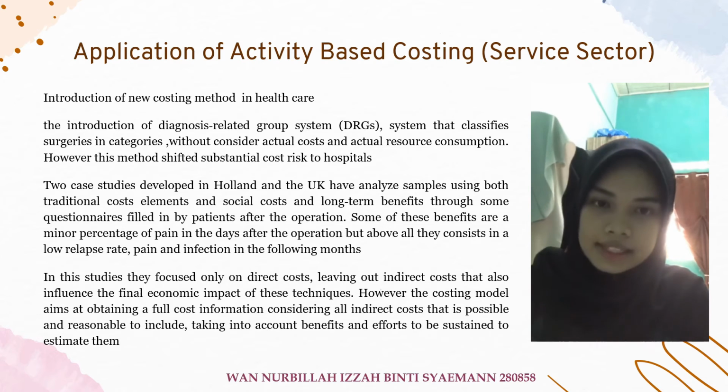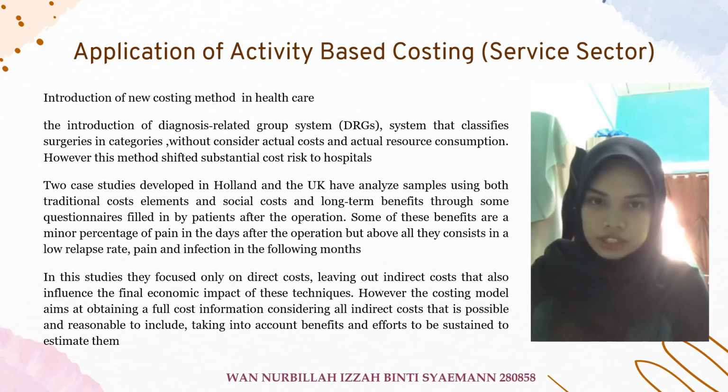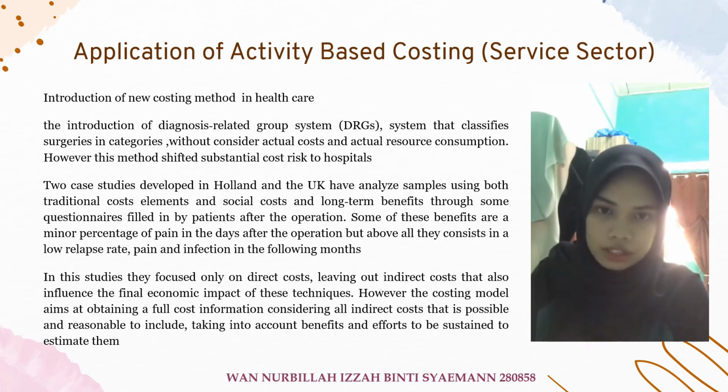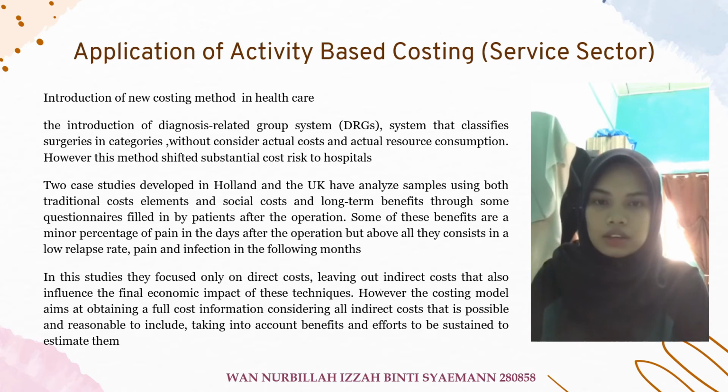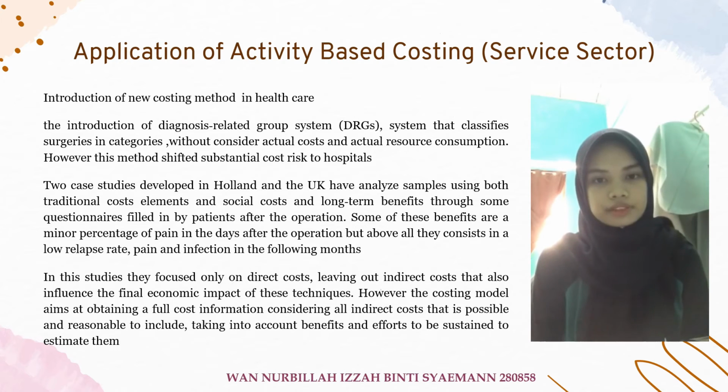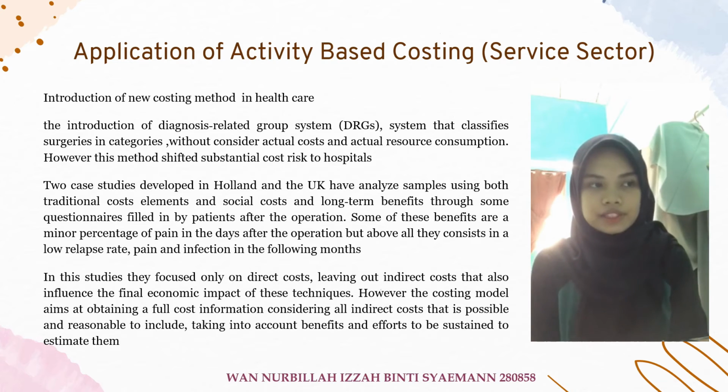So from this we can see that the researchers of the costing method have already tried the DRG system, where they only consider actual cost in order to calculate the costing of surgery. The method only affects the substantial cost risk to the hospital. The researchers have developed a new costing method, and there are 2 case studies developed in Holland and the UK which analyze a representative sample using a multi-dimensional approach. They have studied both traditional cost elements and social cost.